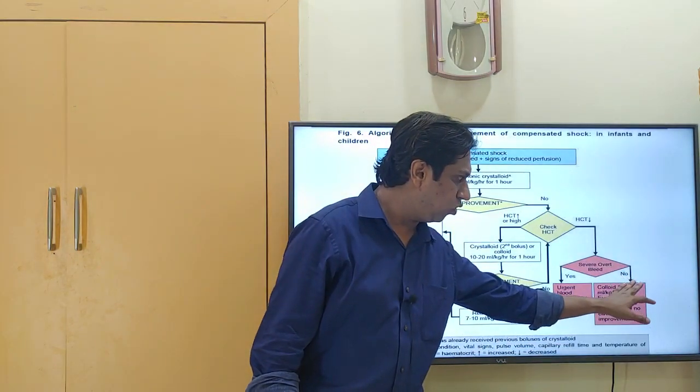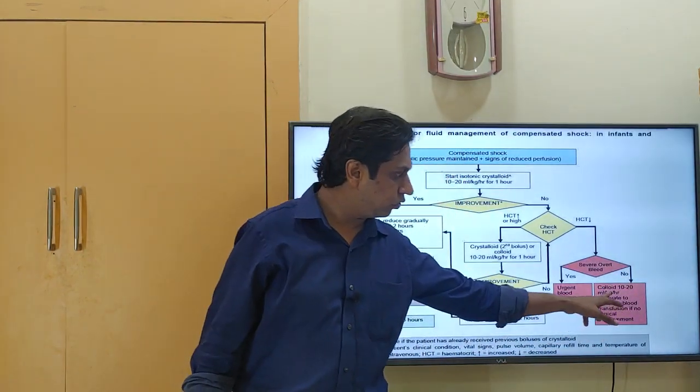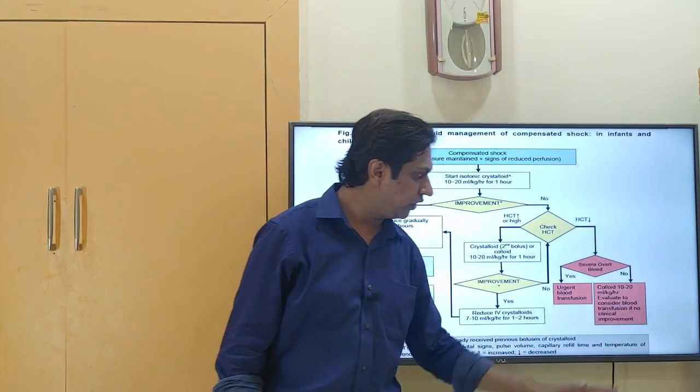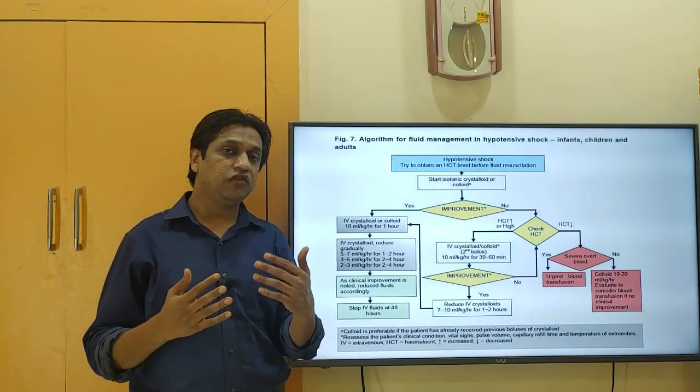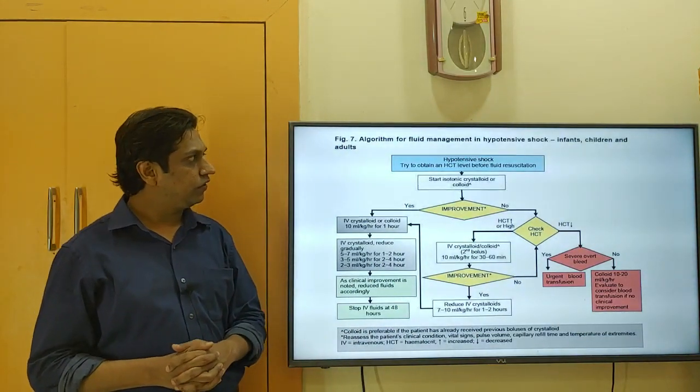And if there is no overt bleeding, then colloid 10 to 20 ml can be given, and again we have to evaluate and consider the transfusion if there is no improvement. Okay, so this is the algorithm.